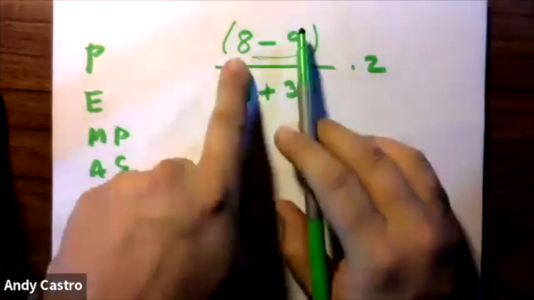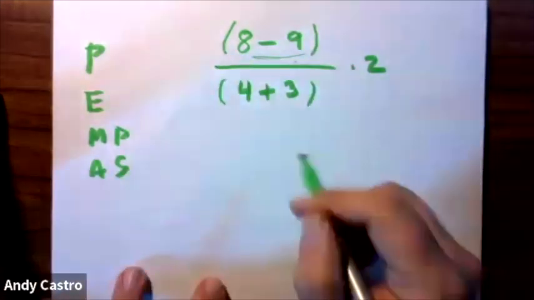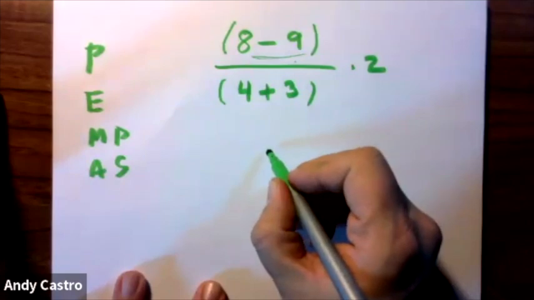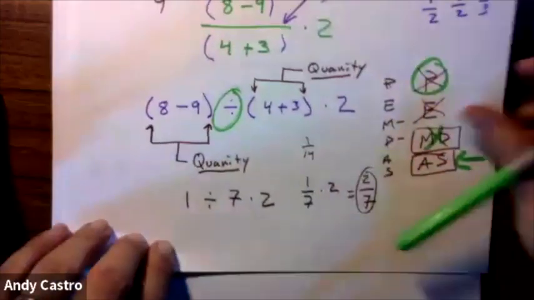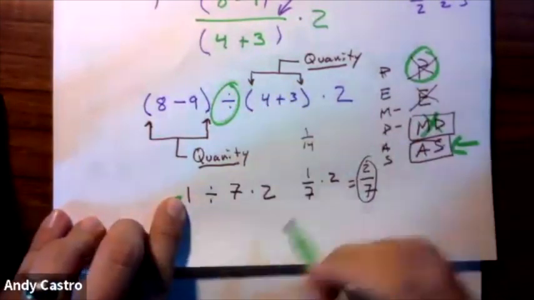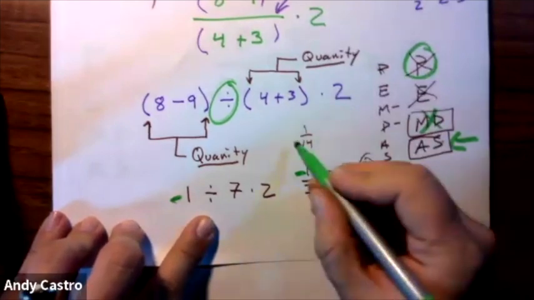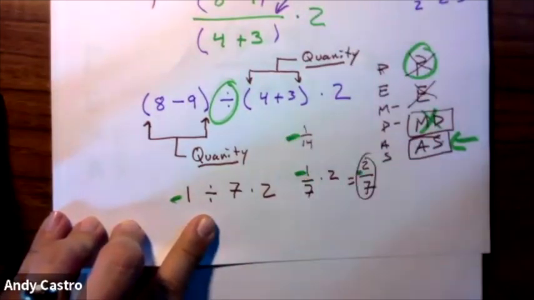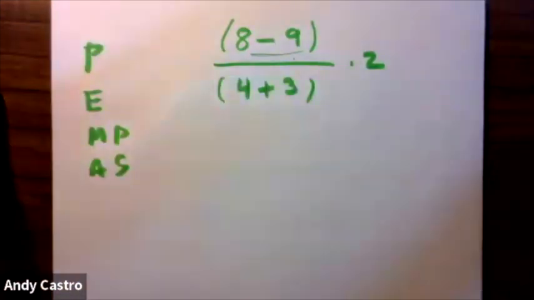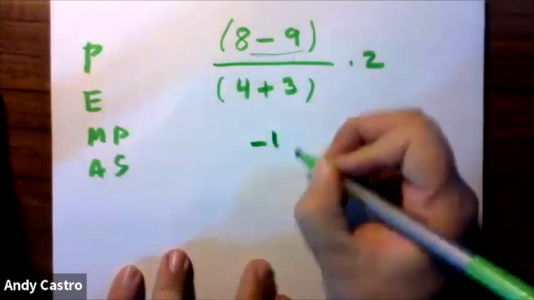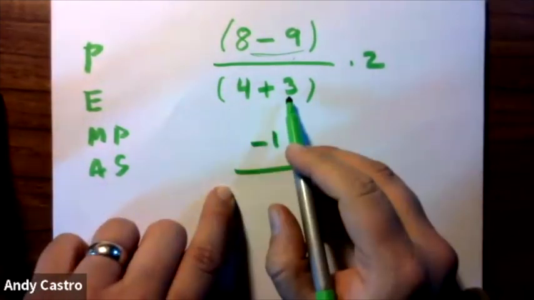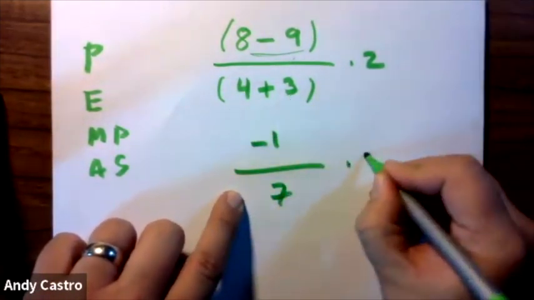Okay, so let's do what's on top first, the 8 minus 9. That's, and oh, I said 1 last time. I'm so sorry. That should have been a negative 1. So that should have been negative answers. I just saw that. Sorry about that. All right, so we have a negative 1 over 4 plus 3 is 7, and then times 2.